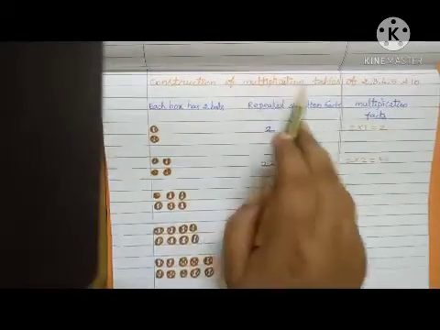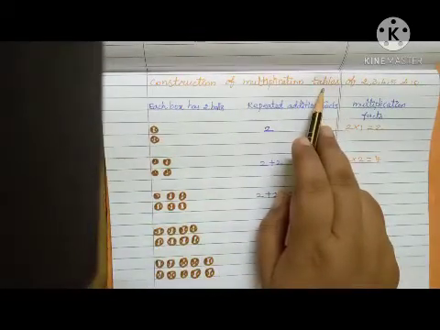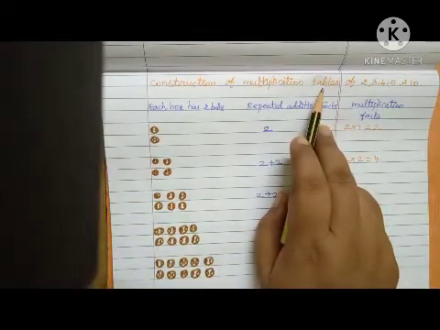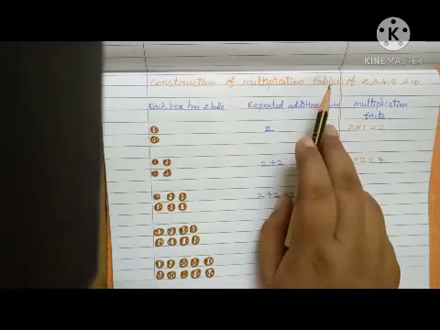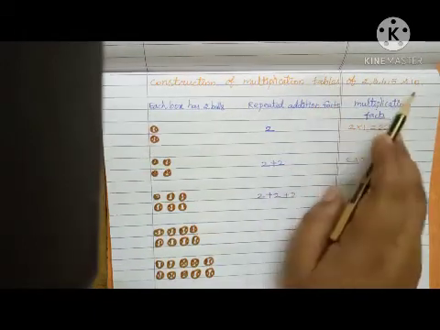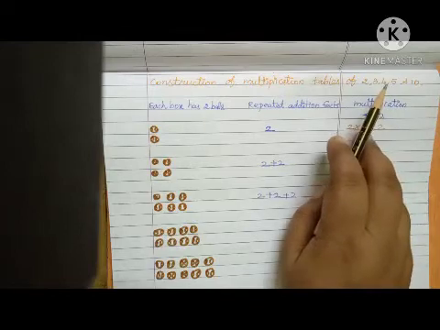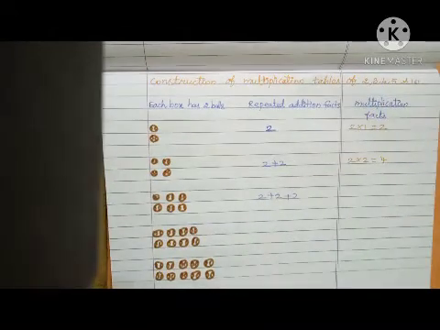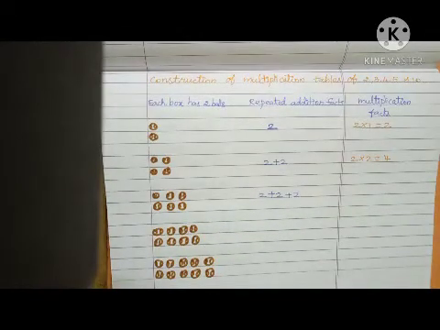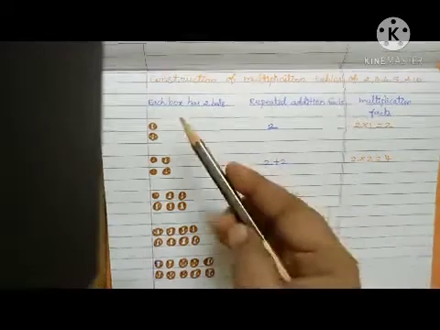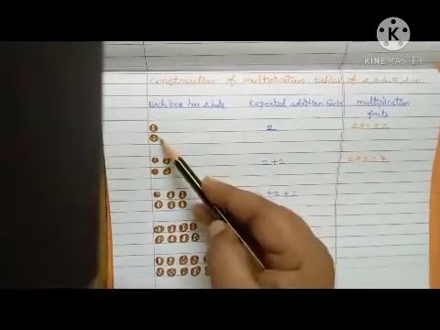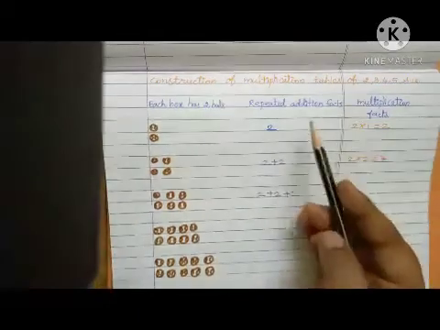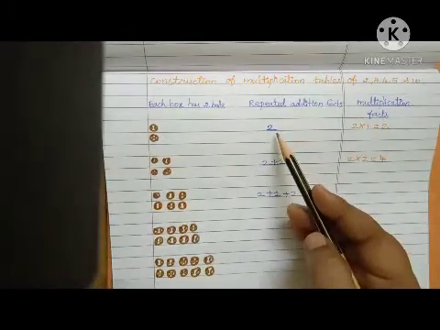Construction of multiplication tables. You already studied for second standard the 2 table, 3 table, 4 table, 5 table and 10 table. Again, how to form the table. Here, given this, how to form the tables. First one, each box has 2 balls. Write the number for repeated addition.